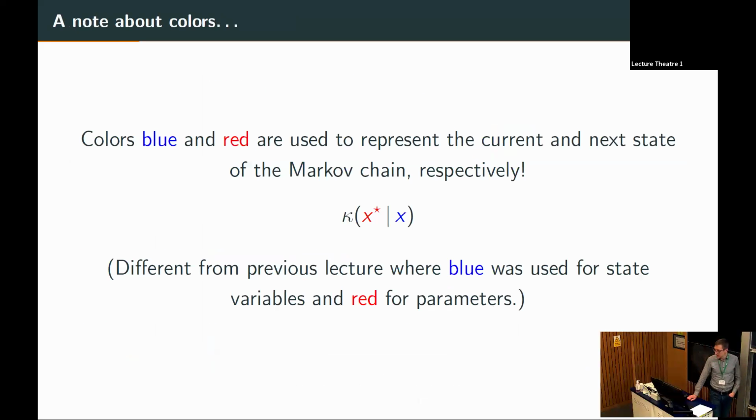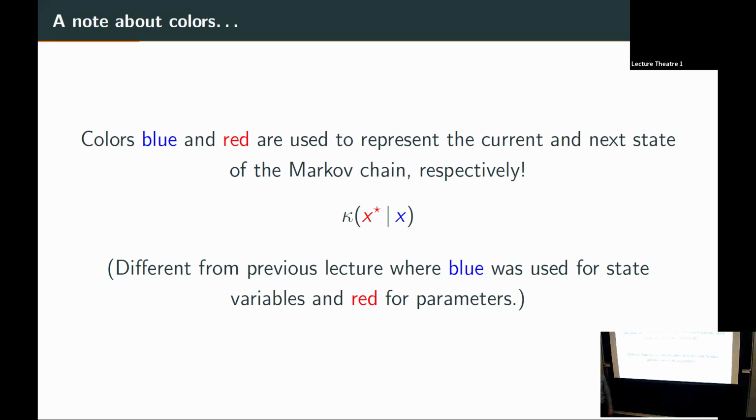Just as a note here to avoid any confusion, I used color coding in both of these lectures, red and blue. It will now mean something different. In the previous lecture, I used blue for states in the state space model and red for parameters. Forget about that. Now, throughout the rest of this lecture, I'll use blue to denote the current state and red to denote the next state in the Markov chain.